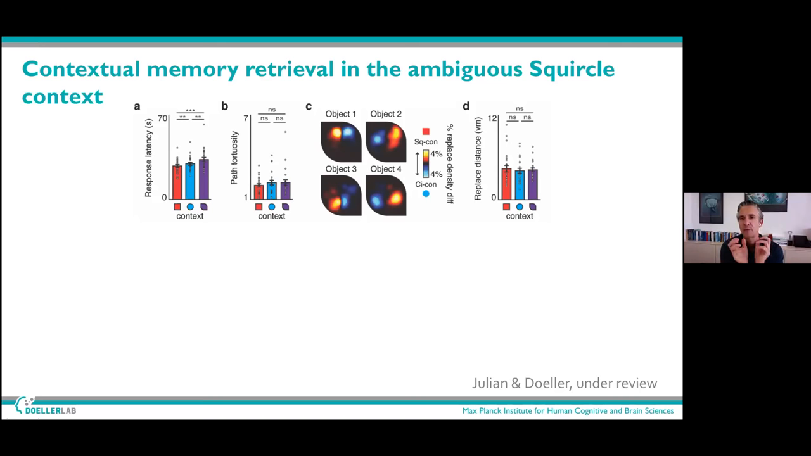describing the response density of participants in this ambiguous squircle environment. And what we plot is color-coded how much the response is square-like and circle-like. So that comes back a couple of times in the next couple of slides. In the squircle environment, we don't give them feedback. So there's no true location, but effectively there are two valid positions. If you encode that environment as a circle, you replace an object at one position. If you represent it as a square, then you might place it at a different position.